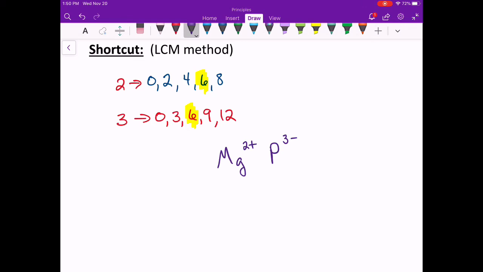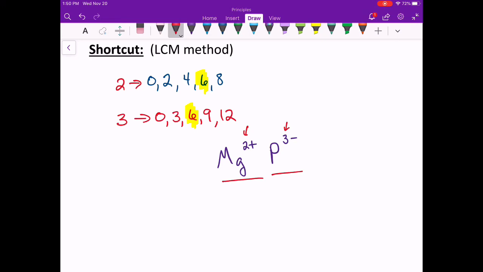And what I do is I just look at the least common multiple of the two numbers. And don't worry about the negative and positive signs, just focus on the number itself. So we just said the least common multiple of 2 and 3 would be 6, right? So what you're going to do is try to make the positive charge add up to +6 and the negative charge add up to -6 so that they cancel out, because these compounds are going to have 0 overall charge in the end.